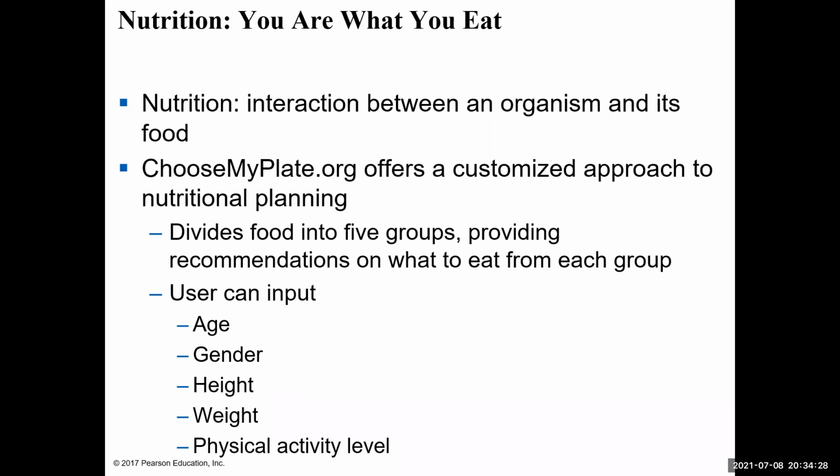And one other source is one called choosemyplate.org. You have your foods divided into 5 different food groups, and it provides recommendations from each group. You can put in your individual stats, like your age, your gender, your height, your weight, how much physical activity or exercise you do on a daily basis or don't do. And then it can provide some recommendations for you.